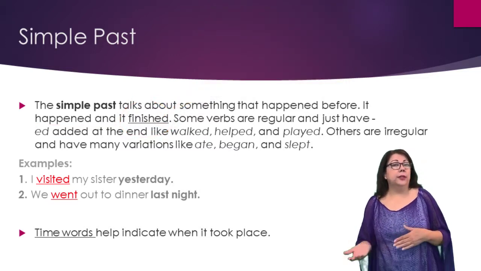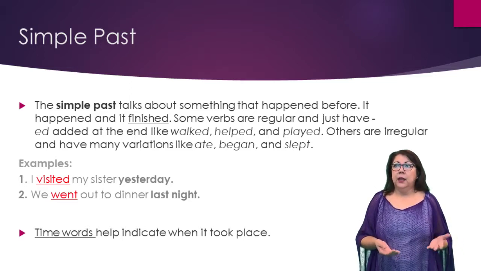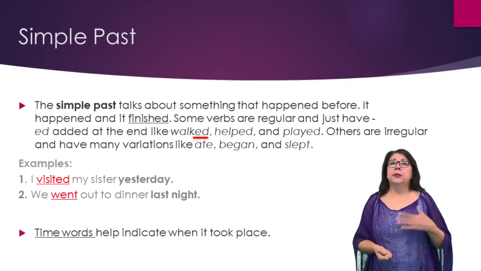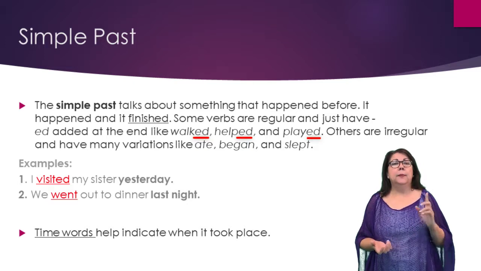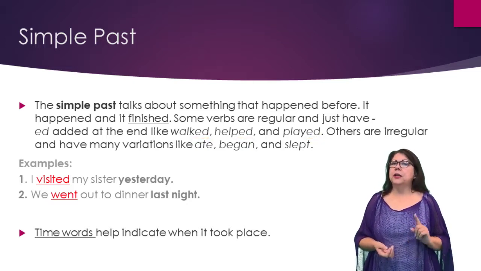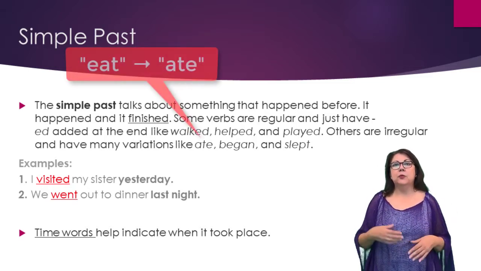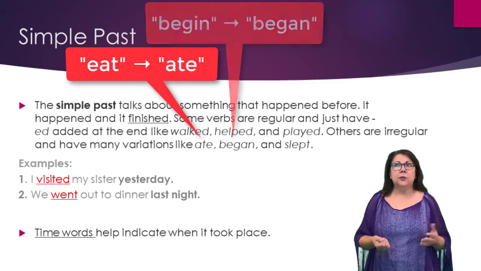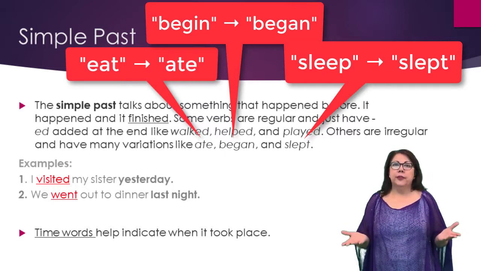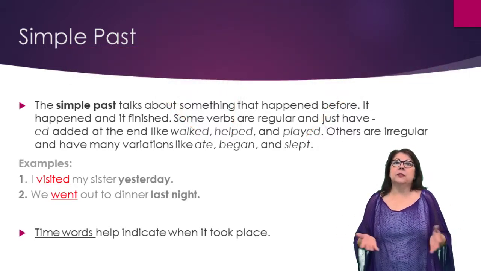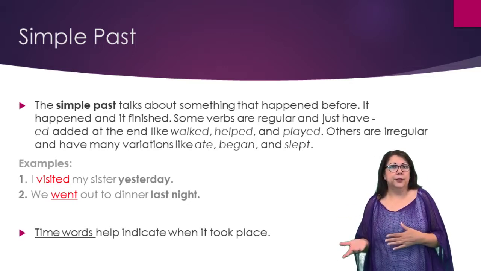Some verbs can be regular verbs, and if they're regular verbs, all you do is add an ed at the end. Okay? Like walk will be walked, help will be helped, and play will be played. But some verbs are irregular and they have different variations. So the word eat will be ate, the word begin will be began, and sleep will be slept. Okay? And there's no rule for this, unfortunately. What I always tell my students is it's memorizing. You have to memorize the past tense of irregular verbs, okay?